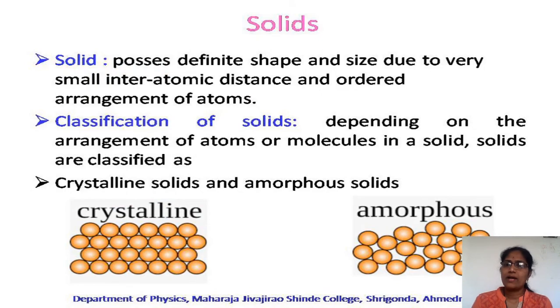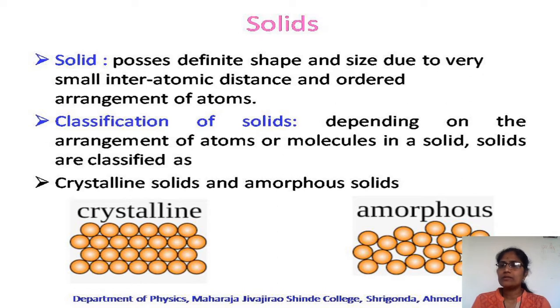Then next, as this chapter is related to crystal structure, we will see what solids are. We know that solid possesses definite shape and size due to very small interatomic distance and ordered arrangement of atoms. Again, these solids are classified into two types. These are crystalline solids and amorphous solids. Then what are crystalline solids?